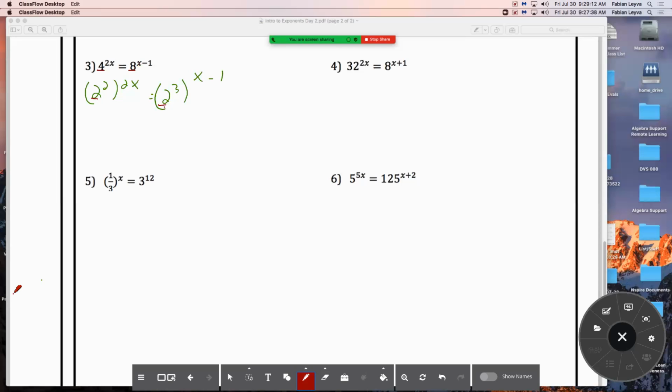Now notice that I can't just set the exponents equal to each other just yet, because notice it's 2 raised to the 2nd power and 2 raised to the 3. This is where you have to remember your rules of exponents.